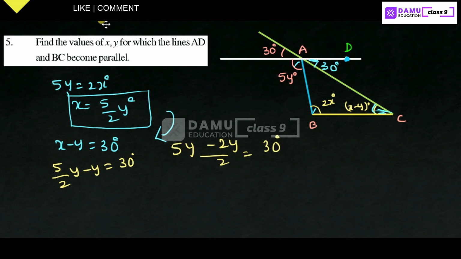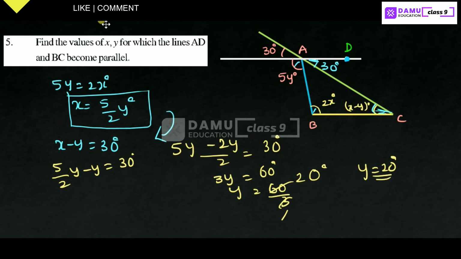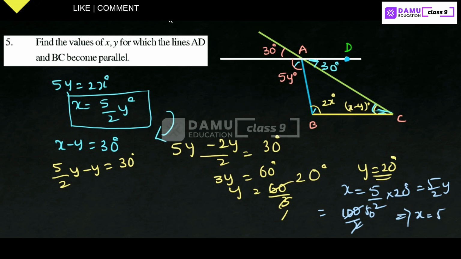Then we get 3y equals 60 degrees. Then y equals 60 by 3, that is y equals 20 degrees. Like this also we can solve. And what is the condition? With the y value, x will be equal to 5 by 2 into 20 degrees, that is 5 by 2 into y. 5 twos are 10, so 100 by 2, that is 50. So that implies x will be equal to 50 degrees. Like this also we can solve.